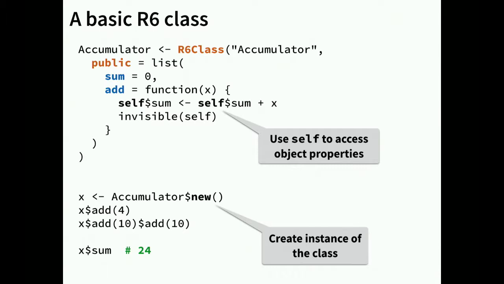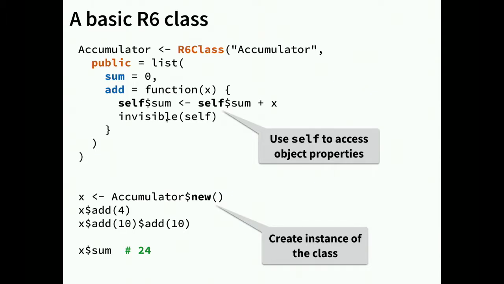Okay, so here's a basic R6 class. This is how you define a class. You call the function R6Class. You give it a label, in this case, Accumulator, or a name. And then here I say there's a list of these public properties. One of them is the sum. This accumulator, I just want to add values to a total sum. So the sum starts off at 0, and then there's a method called add, and this is a function that takes a value x, and it takes self$sum, adds x, and then assigns it back to self$sum.